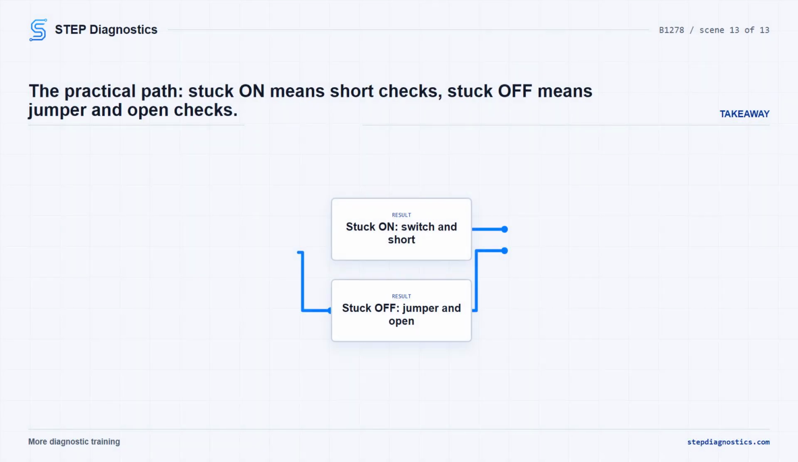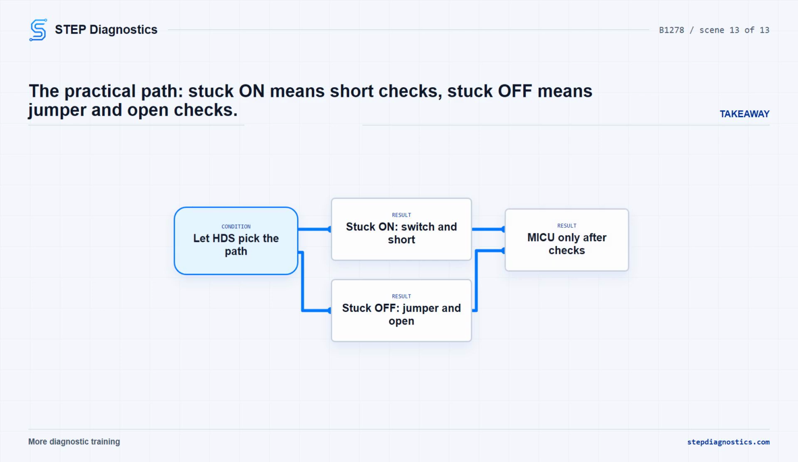The takeaway for B1278 is to let the HDS data tell you which direction to go. A signal stuck on sends you toward the switch and short to ground checks. A signal stuck OFF sends you toward switch simulation and open circuit checks. Do not condemn the MICU until the switch inputs and ground path have been separated from the fault.